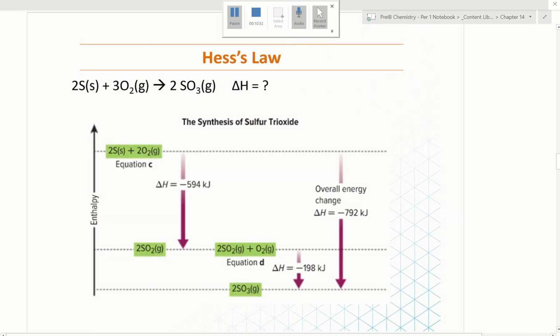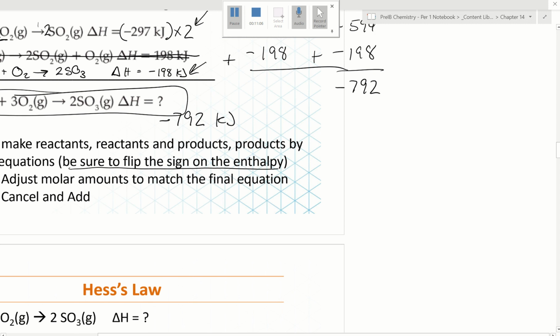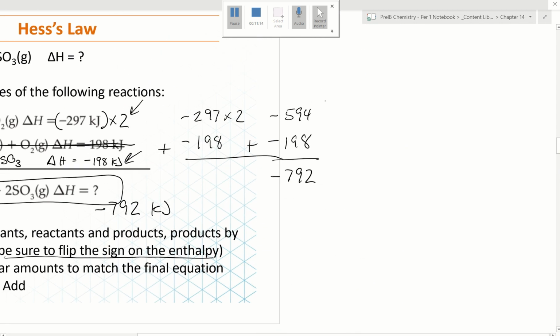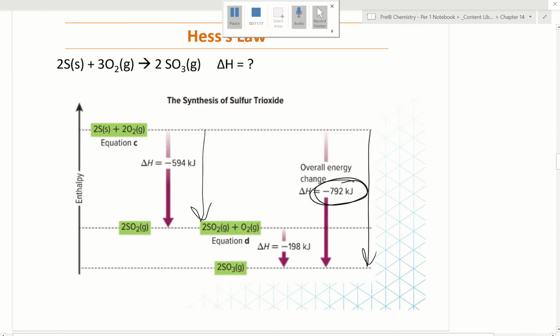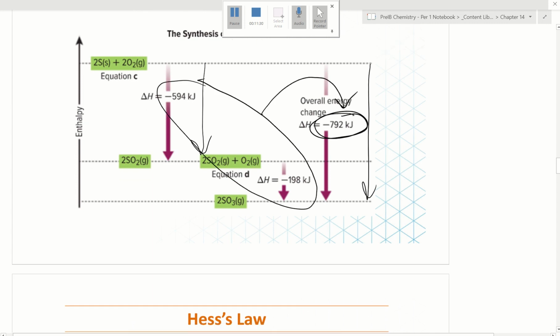So this is the same thing in graphical form. We went from the top to the bottom. This was the one we found out. They got negative 792, and we got negative 792. They found the first step from top to almost to the bottom is negative 594. Negative 594. And then from the second step all the way to the last step, they got negative 198, which is also what we got. So basically we're just adding these two together to equal this one.